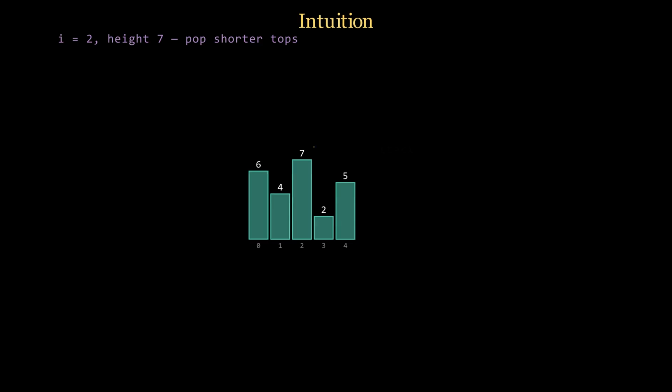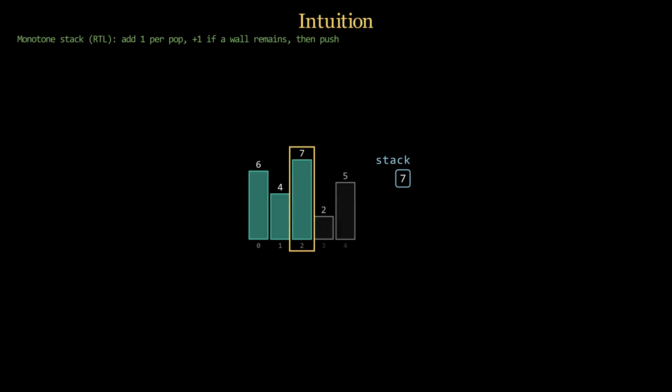Back to index 2, height 7. After processing 4 and 3, the stack from the right still reads 5 then 2, the same chips we just built. 7 beats the top of the stack, 2 is shorter, so pop 2, that is one counted sight in this model. 5 is still shorter than 7, pop 5. The stack is empty, then push 7. That walk was the real algorithm in miniature.